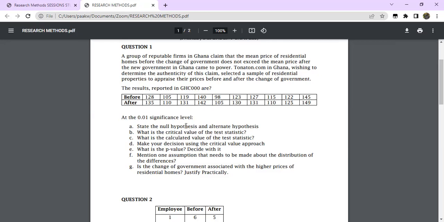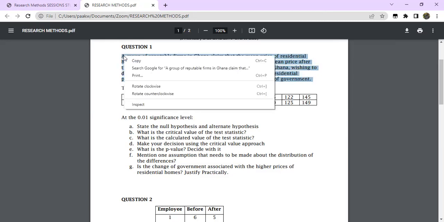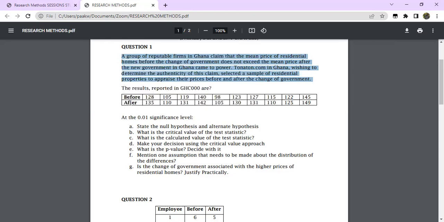So I think we've already formulated the hypothesis for this one, but for the purpose of the class, let me copy this. Please write down the before and after, so when I'm writing, you give it to me.